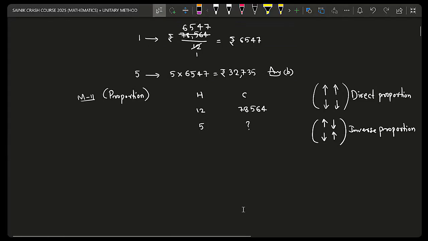Okay, let me write here. In direct proportion, the ratio will be constant. Sir, we can write 12 by 5 into 78564. Yeah, that we will do in third method. But as we are discussing the first question, I'm explaining all methods. In direct proportion, ratio is constant, and in inverse proportion, product is constant.